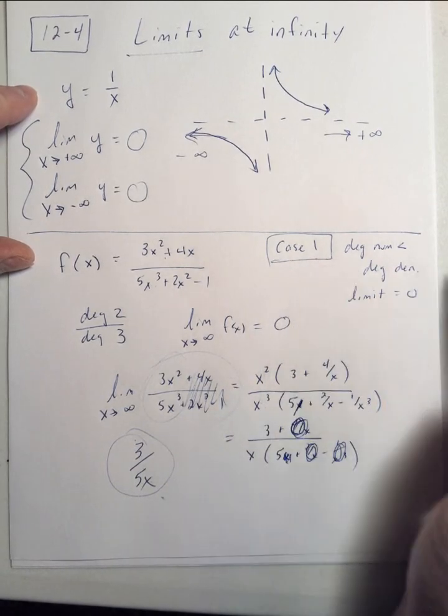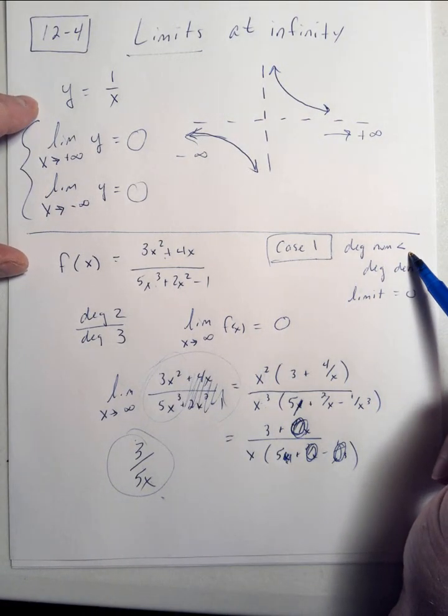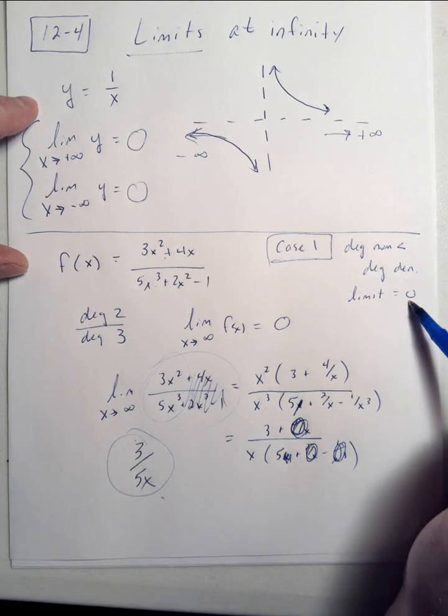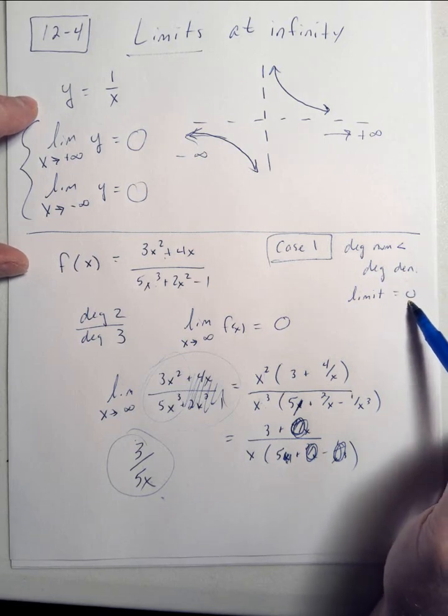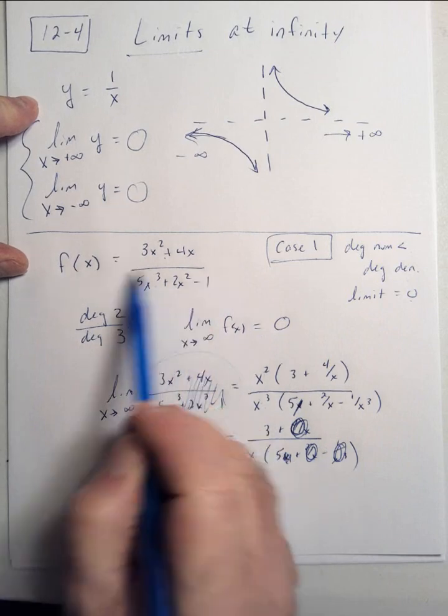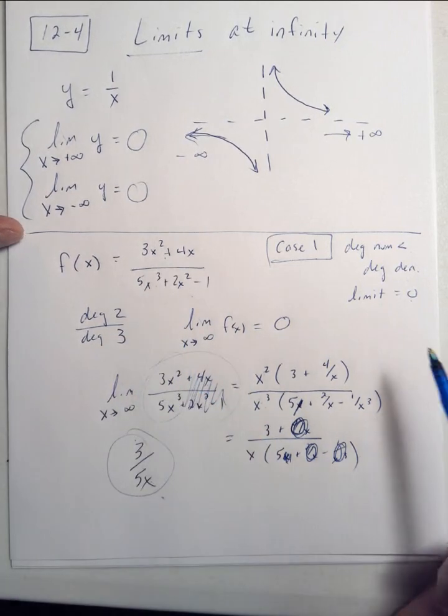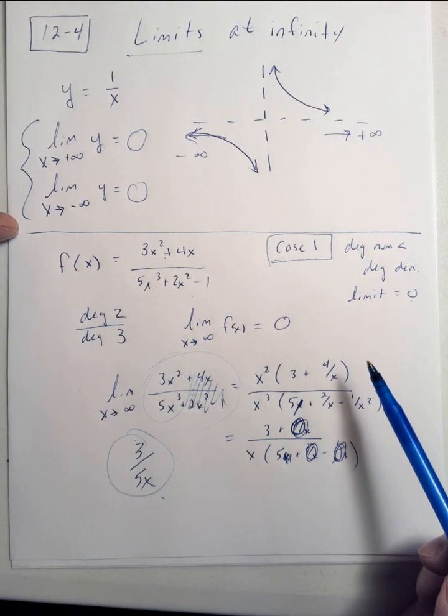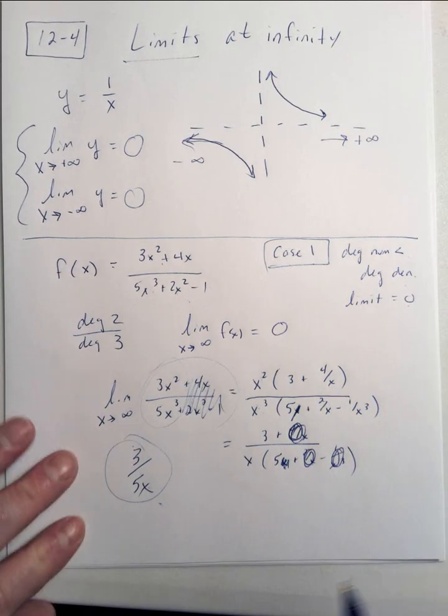So this is case 1. Anytime the degree of the numerator is less than the denominator, we're going to 0. Period. It's going to 0. Because, numerically speaking, this is going to grow faster than this. So the thing has to approach 0. Period. All right, case number 2.